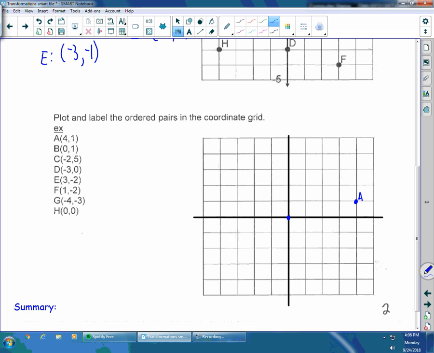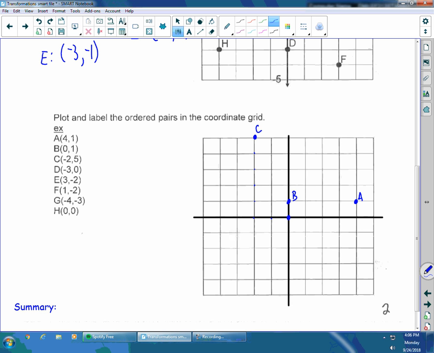B is at 0, 1. So I don't go right or left at all. I just come up to 1. And I'm going to label that with a capital B. C is at -2, 5. So from the origin, I'm going to go left 2 and then up 5. I'll be right there.